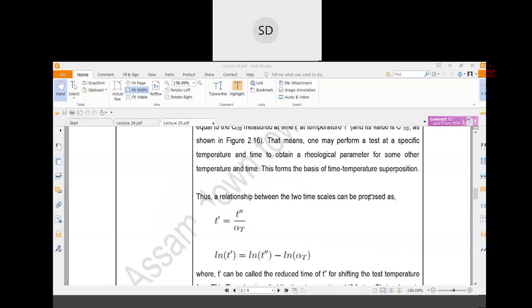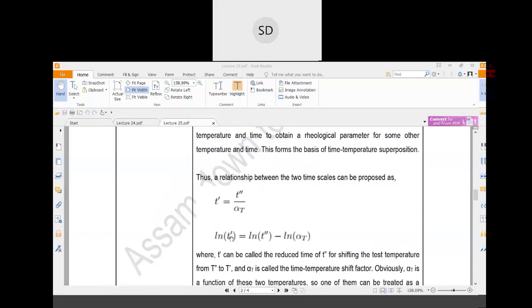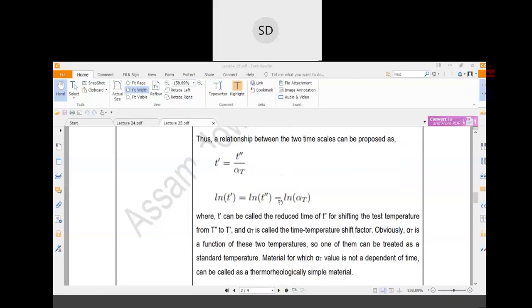So for this reason, a relationship between the two time scales can be proposed as t' equal to t'' divided by alpha T. If you take log in that case, it will be ln t' equal to ln t'' minus ln alpha T, where t' can be called the reduced time of t'' for shifting the test temperature from T' to T'', and alpha T is called the time temperature shift factor.